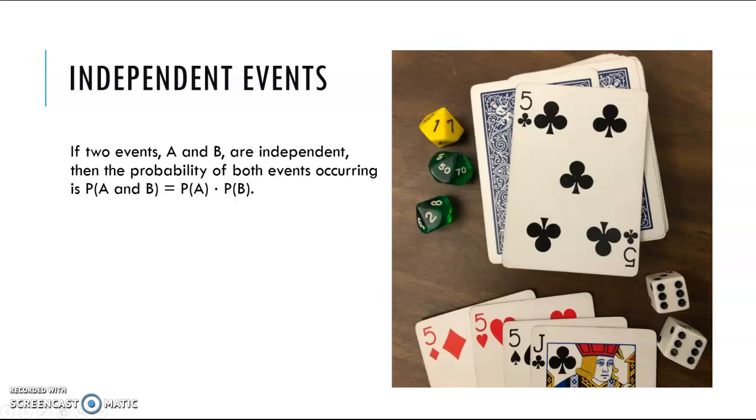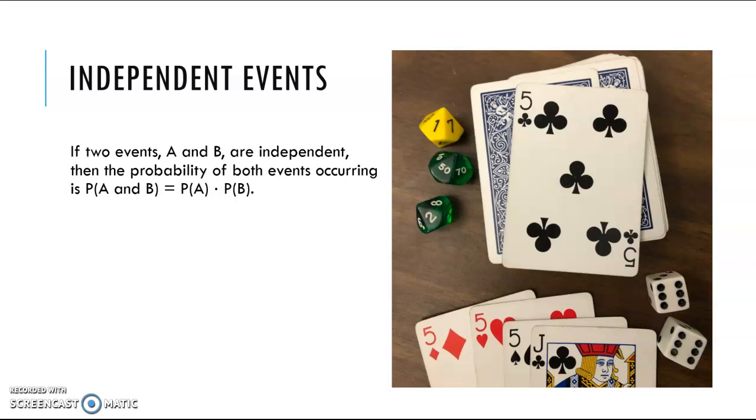So now there are two types of events. There's independent events and dependent events. If two events, A and B, are independent, which means the first choice does not affect your second choice, such as rolling a die and pulling a card, what number you get on the die has nothing to do with which card you will pull. So there's no effect between each other, so they're independent.